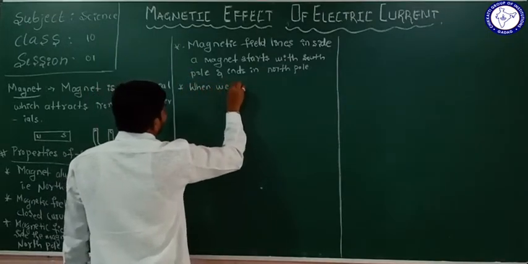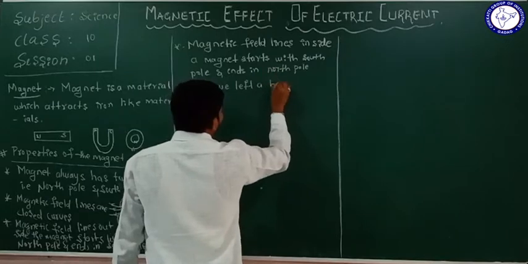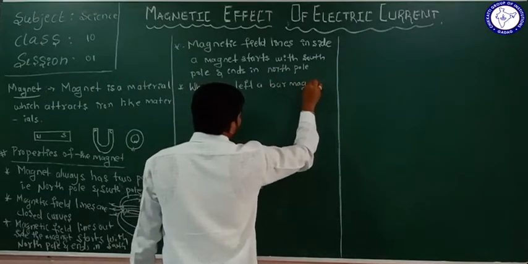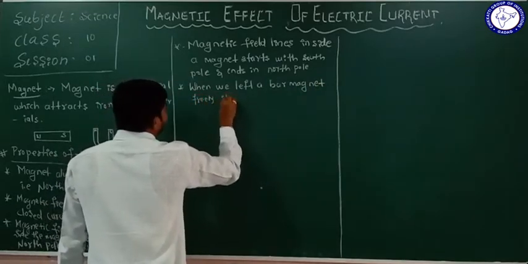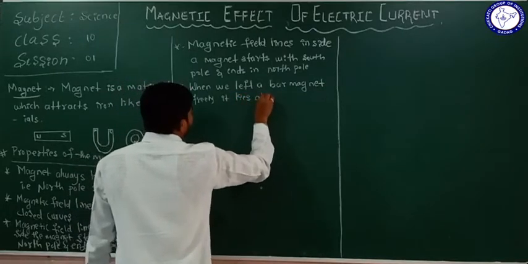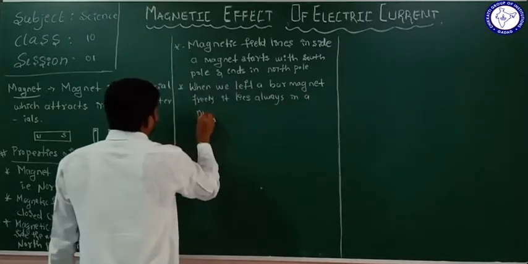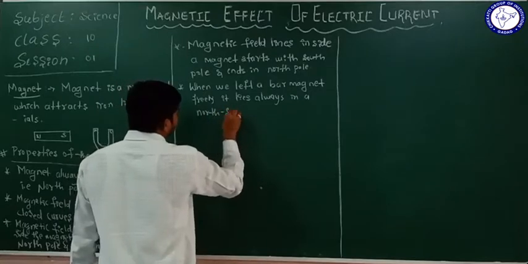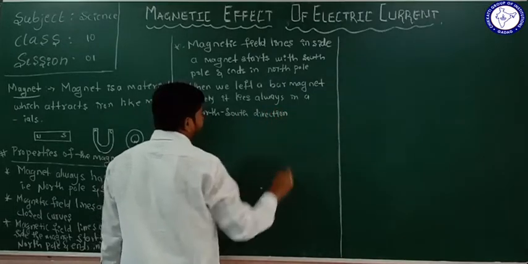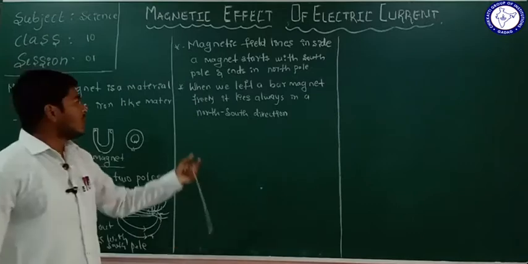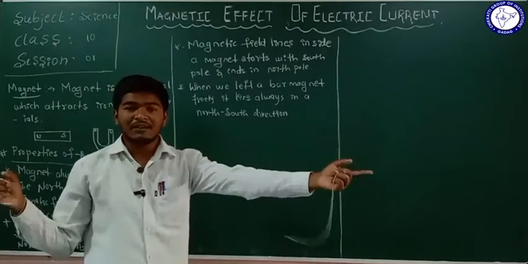When we leave a bar magnet freely, it always lies in a north-south direction. So when you place a magnet freely, it always lies in a north-south direction.